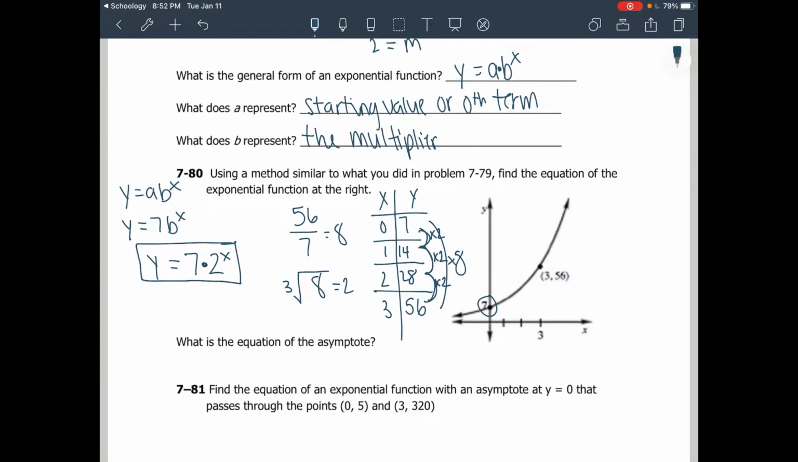And then it says, what is the equation of the asymptote? And that's where you can't go below. And in this case, we cannot go below 0. So y equals 0.